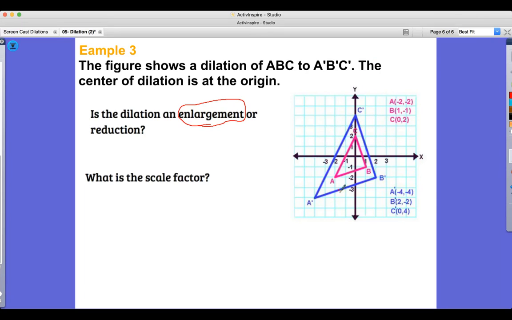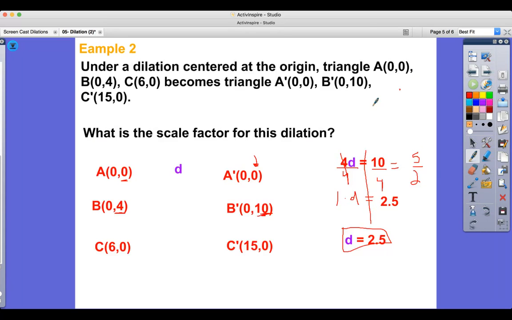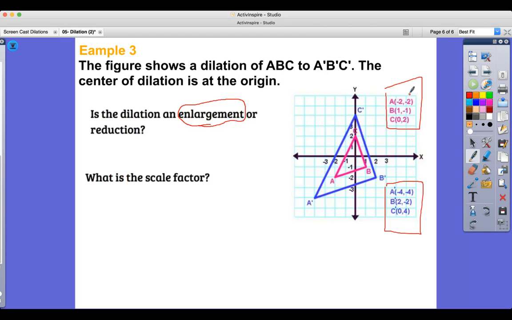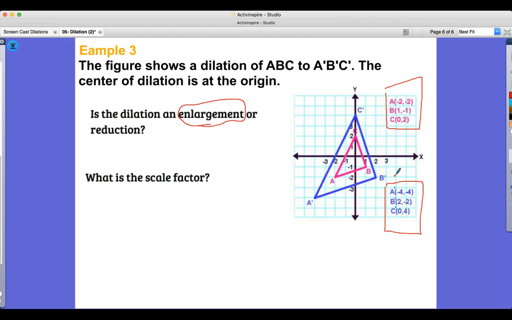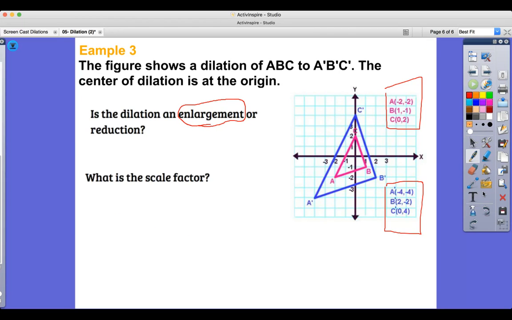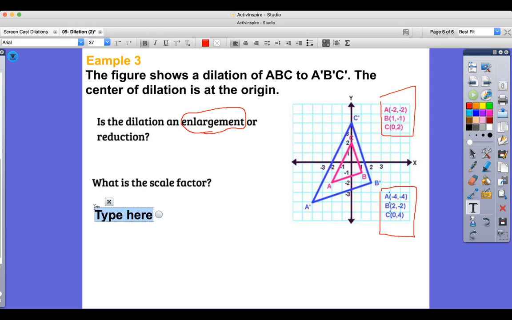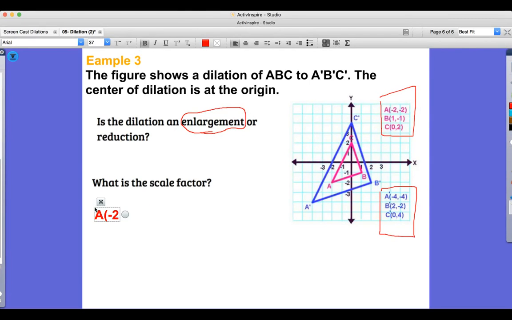And here's one way to do it. You can get the coordinates of A, B, and C, which are listed right here, and then get the coordinates of A prime, B prime, C prime, which are right here. Now this problem is the same as the one we just did. So I'm going to use A and A prime. Let me write these separately. I'm going to get A, negative 2, 2. And then we know that this goes through a dilation, and A prime becomes negative 4, negative 4.